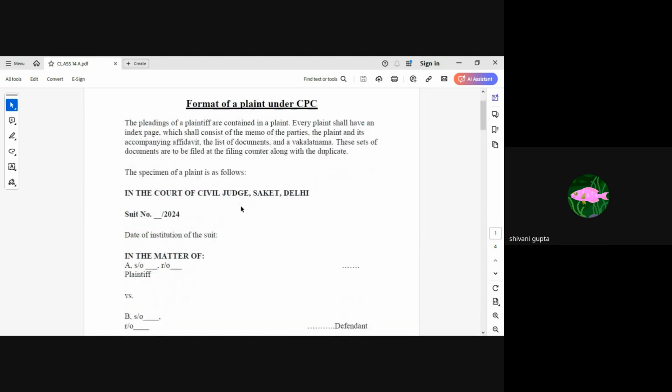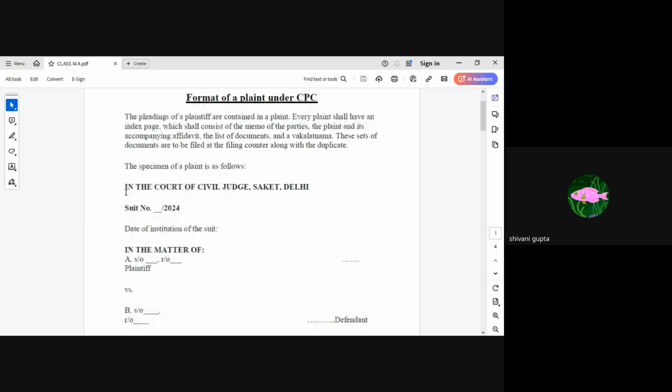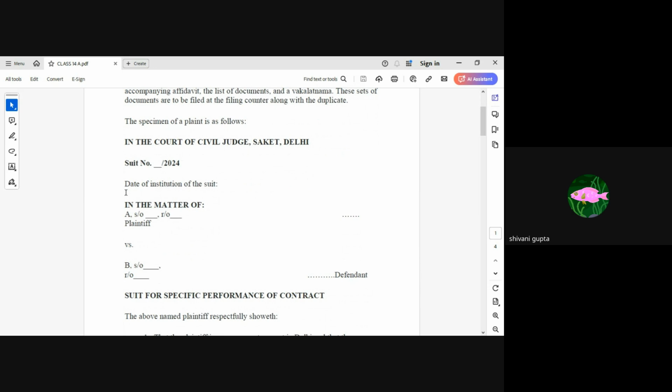So a specimen is like this, for example, as we have discussed in the law also, that the name of the court or name of the jurisdiction must be mentioned. So if we have filed in the Saket Court Delhi, it is mentioned in the civil court of Saket, Delhi. Suit number is this and the date of institution is this. This is a very clear, very precise format.